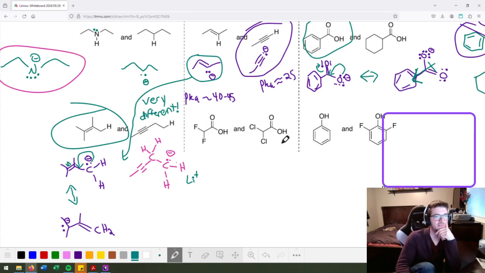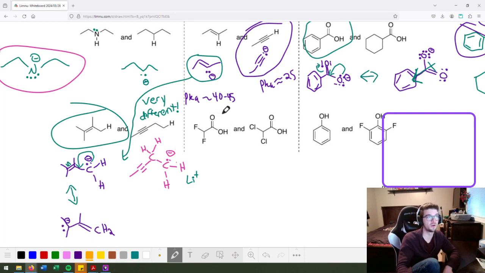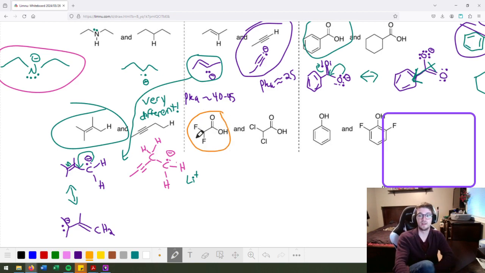Okay, so looking at these two, again, of course, the conjugate base will have that resonance stabilization of the carboxylate group, but the only difference between these two molecules is the halogens, the fluorines versus the chlorines. And so the stronger acid is going to be this one with the fluorines for a couple reasons.